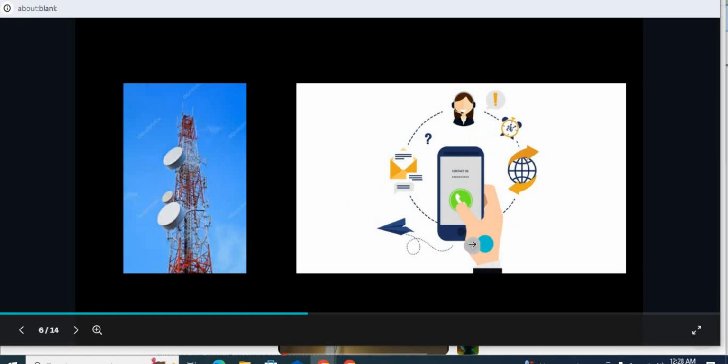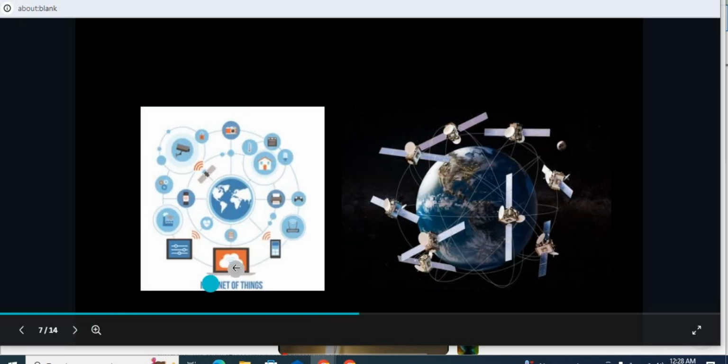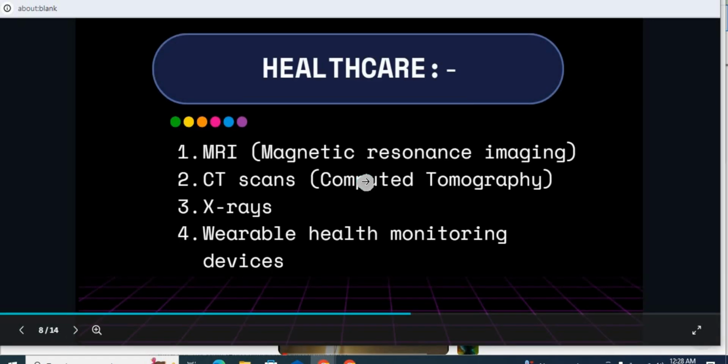And this is mobile communication. I'm sure you all are using mobile communication, and that's right. And now next is internet communication, and the last one is satellite communication. There are so many other kinds of communication also, like verbal communication and non-verbal communication, which are not the electronics part but a way of communication. And next is the role of electronics in healthcare.